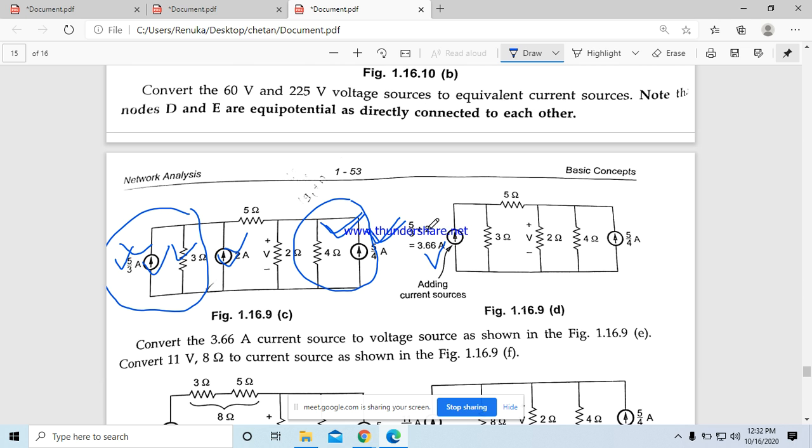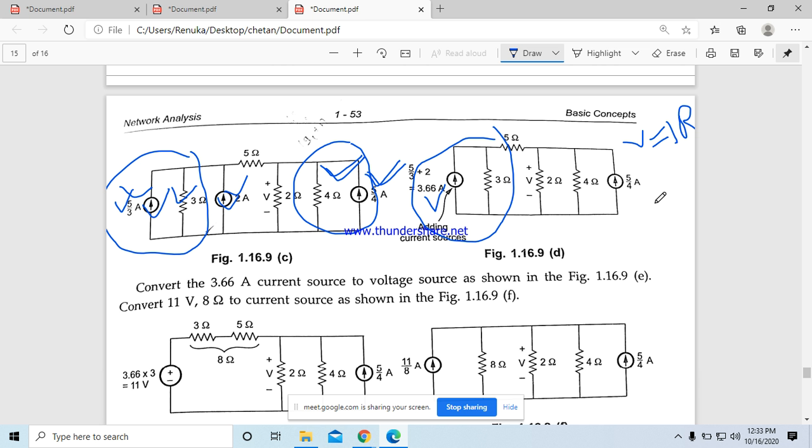Next, draw the 3 ohm same as it is. Keep it same as it is. Next, 2 volt, 4. Okay. Next, if you want to simplify this setup, what can you do? Convert this current source into voltage source. How can we convert this current source into voltage source? You know that V equal to I into R. What is that I? I is 3.66 amps. What is that R? 3 ohm.